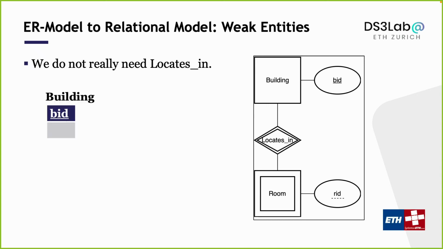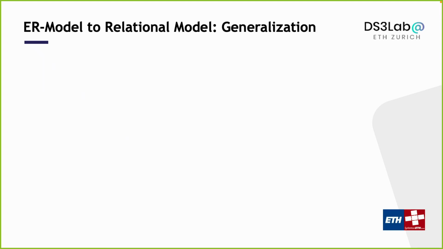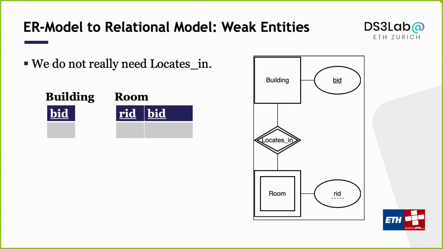So let's think about it. How can we do the translation? We have the building relation corresponding to building, great. We have the room relation. What is the key of room? Because room is a weak entity, you always combine the weak key with the strong one as a pair. The room can only be identified with a combination of the building ID and the room ID. So when I translate the weak entity, I will always have the building key there. But once you do that translation, the locates in is not that important at all, because locates in is already encoded fully in the room relation.